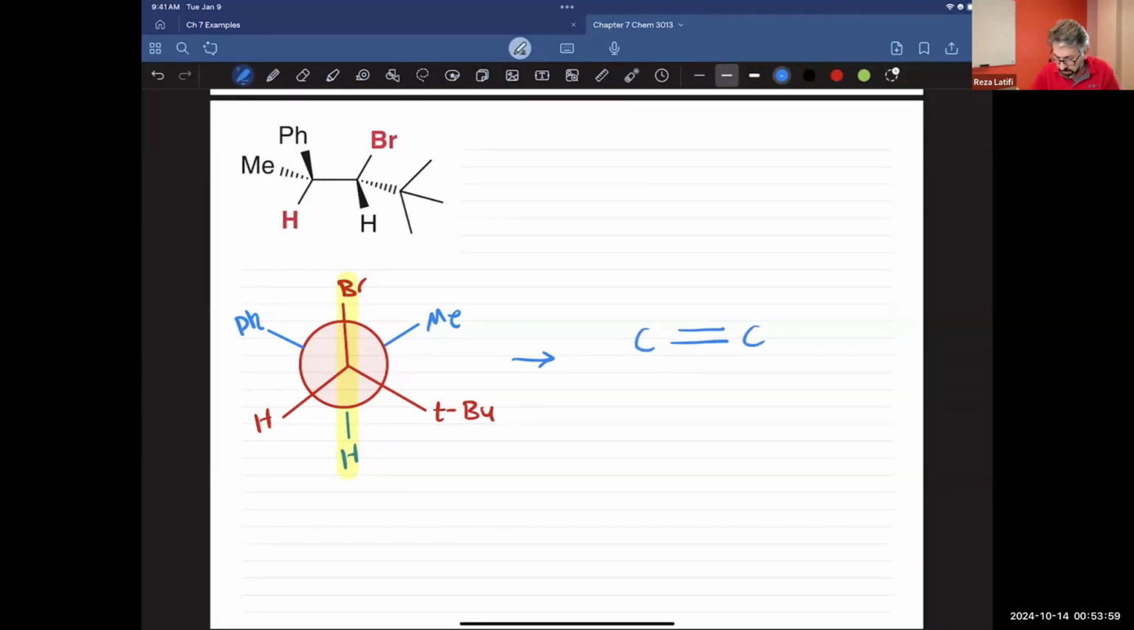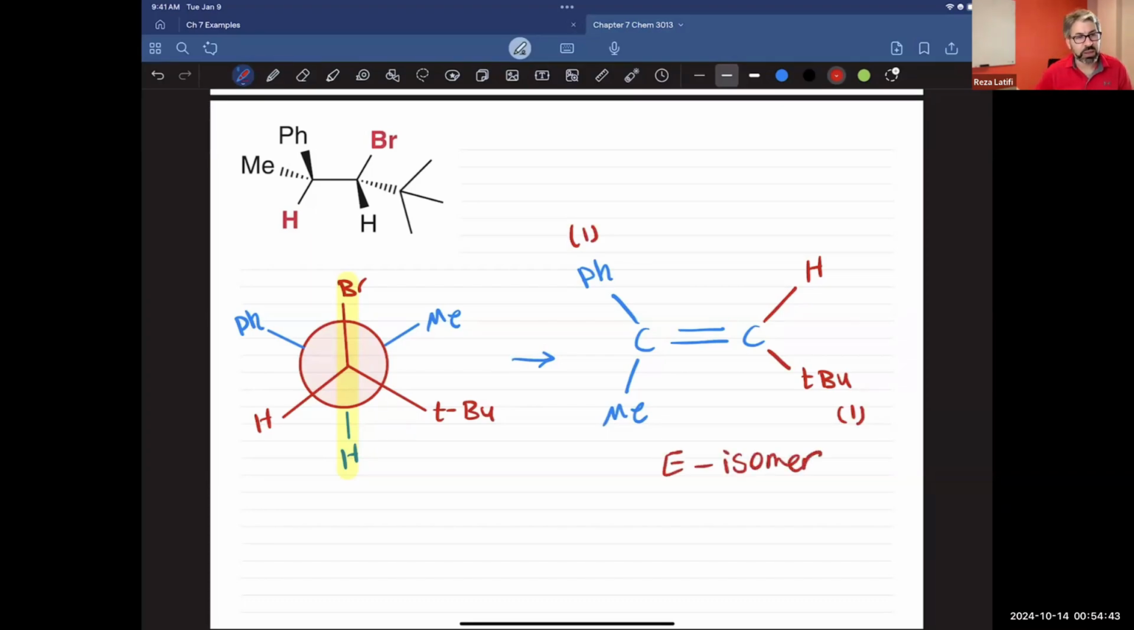There's a double bond. On the front carbon, what do we have? We have tertiary butyl, and tertiary butyl is going to be on the same side as the methyl. So methyl is going to be here, and the phenyl is going to fall here, and hydrogen is going to fall there. This is going to be the first priority, and this one will be the first priority. So that's going to be the E isomer.